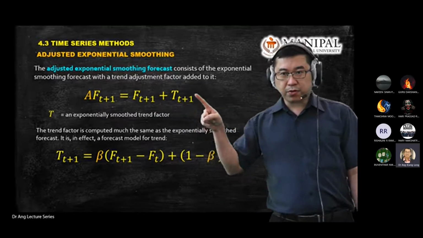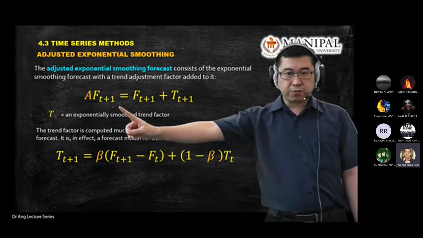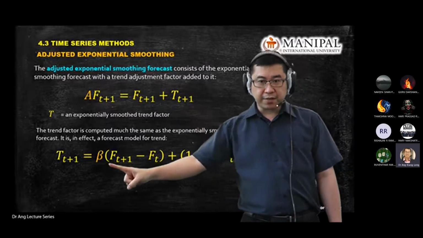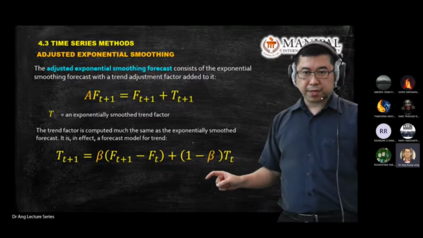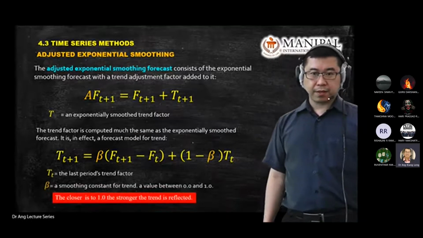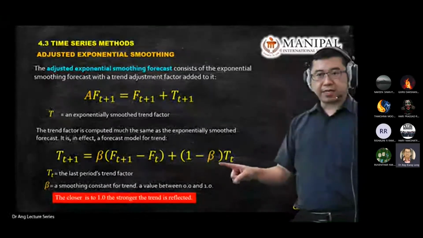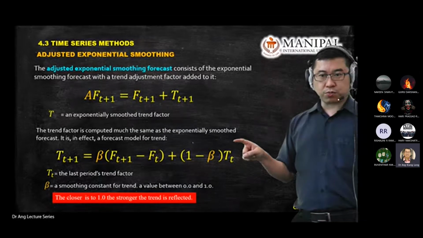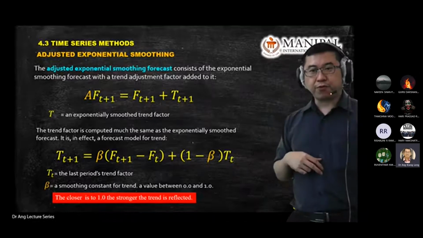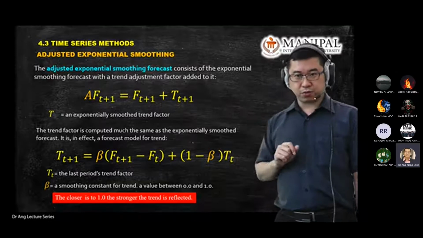However, there is one more equation to calculate before you can get the adjusted exponential smoothing forecast. You need to calculate the smoothed trend factor by using this equation. There's a beta there. Beta is another constant you use to smooth the trend. Alpha just now is to smooth the forecast. Beta is to smooth the trend, alpha is to smooth the forecast.